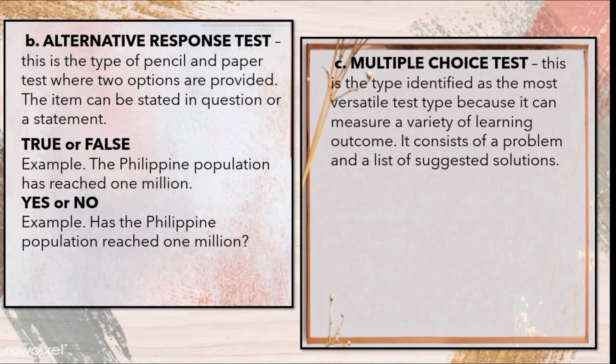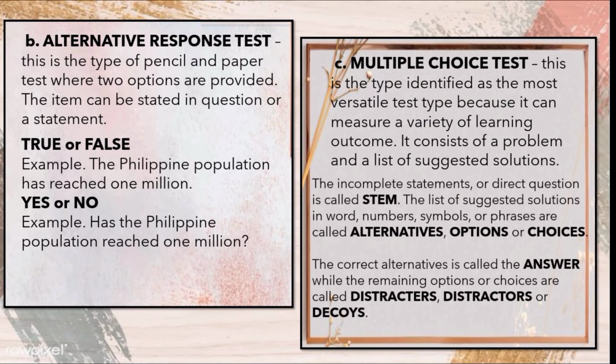Then we have the multiple choice test. This is identified as the most versatile test type because it can measure a variety of learning outcomes. And as wrong choices, we have the distractors or decoys.